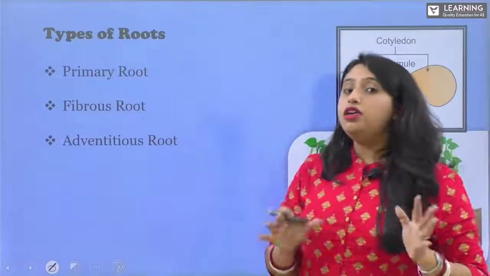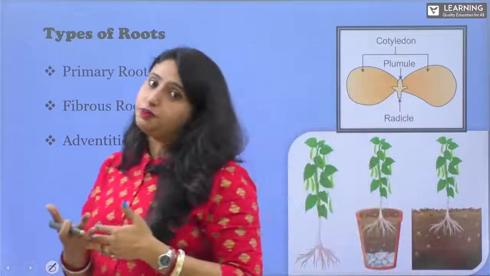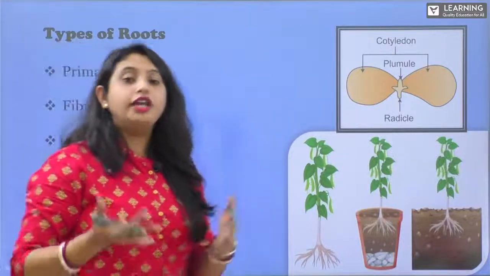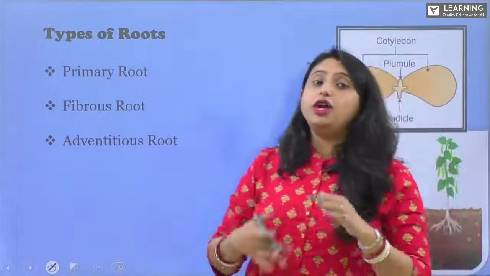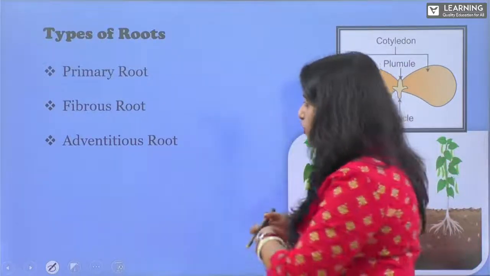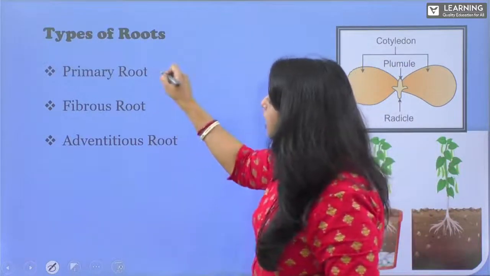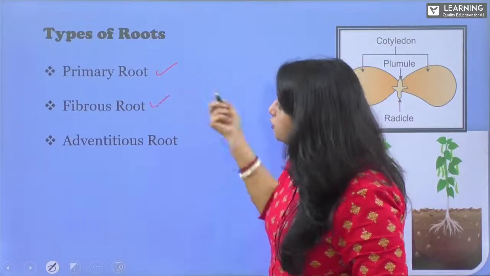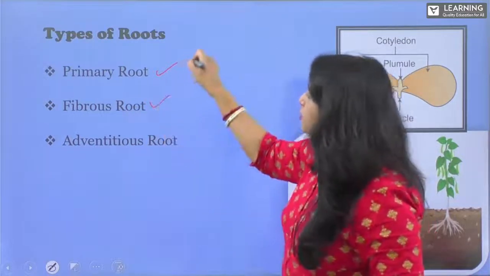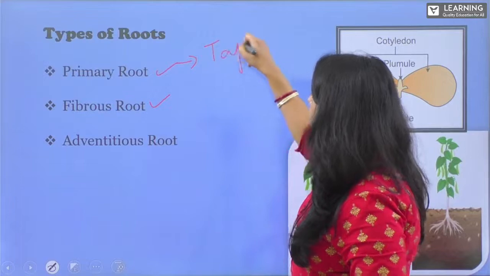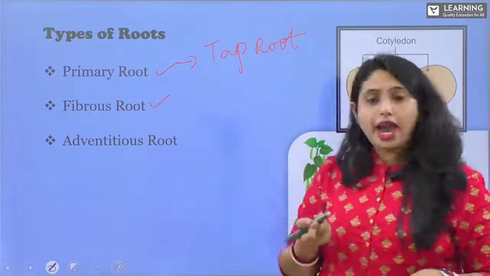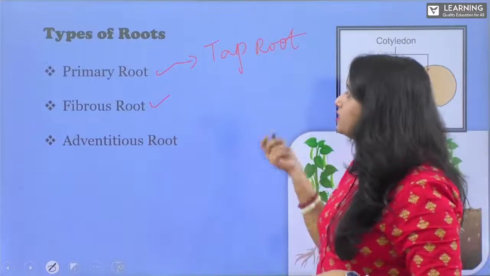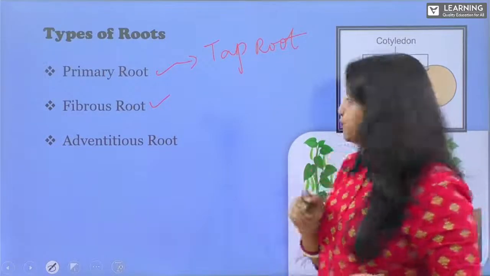Yes. Now you have understood the various parts of the flowering plant, and you have learned what a root is, right? Now let us see what the various types of roots are. So the various types of roots are the primary root, so here in the primary root, it will be the taproot, okay? Then fibrous roots and adventitious roots. So these are the three types of roots.